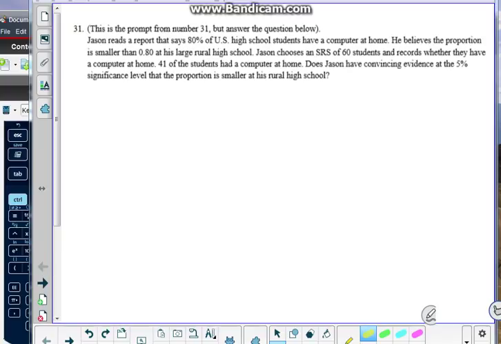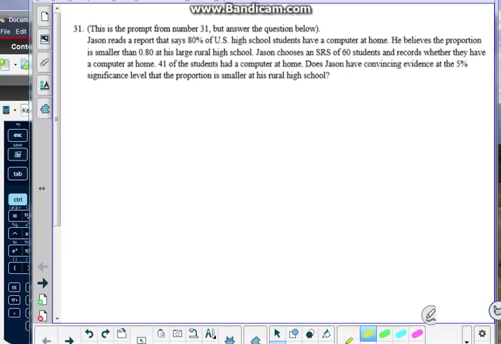All right, so here is the prompt from number 31 in section 9.2 in your textbook. So this is the first significance test we're going to do. Read through the prompt. We see that Jason Reed's report says 80% of U.S. high school students have a computer at home. He believes the proportion is smaller than 0.80 at his large rural high school.